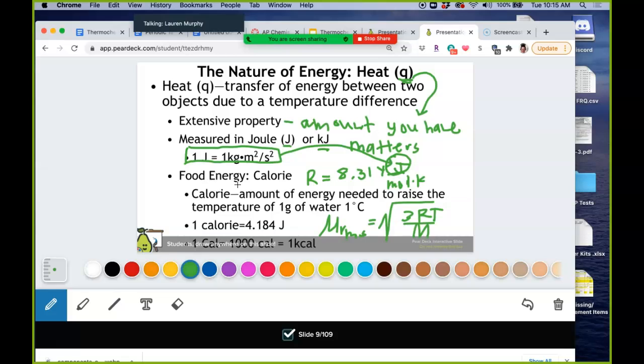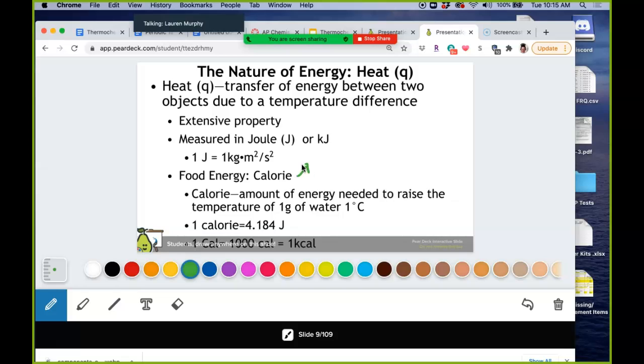Okay. Other forms of energy that you're used to hearing about are calories. These are like the energy in your food. By definition, a calorie is the amount of energy needed to raise the temperature of 1 gram of water by 1 degree Celsius. So this is your conversion factor. You don't have to memorize it. Every time on the AP test they've asked you to use it, they give you this. So if you find your answer in joules and they say, convert it to calories, and give you this conversion factor, you just need to know how to use it.